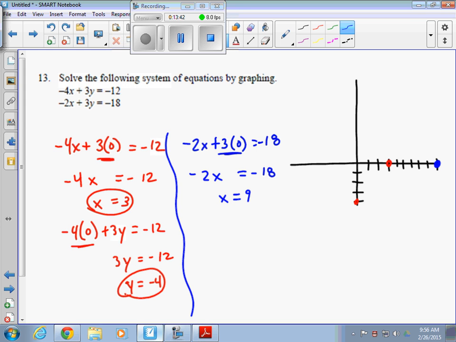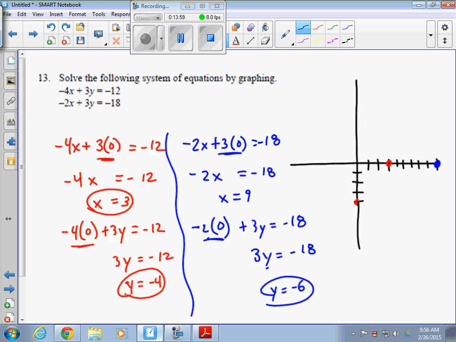You can do the same thing with your y-intercept. Negative 2 times 0 in place of x plus 3y equals negative 18. That part eliminates. 3y equals negative 18. Divide by 3, y equals negative 6. So we have negative 4 already. Negative 5. Negative 6 is where they're going to cross.